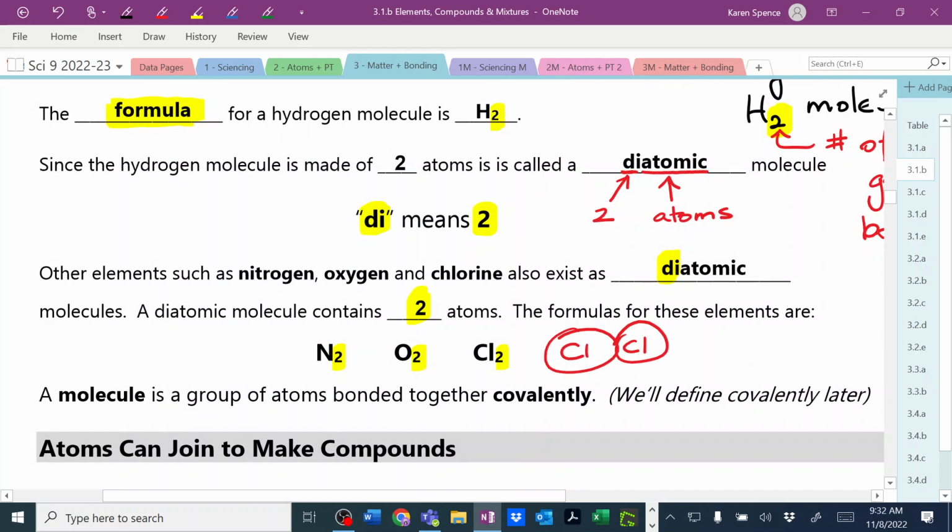A molecule is a group of atoms bonded together covalently. We'll start talking about covalent later, so just have heard the word right now. Don't worry about it. We'll talk about it later.